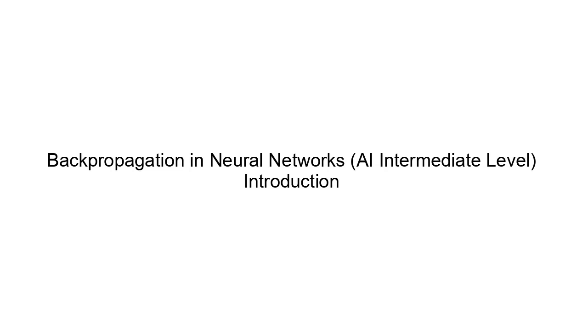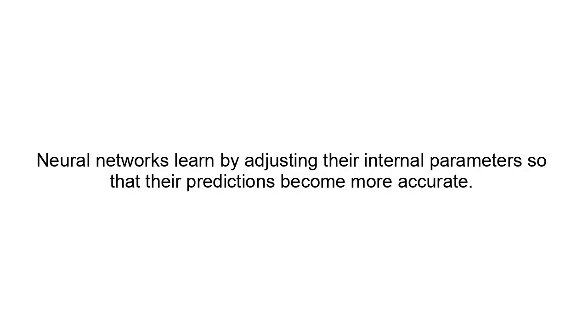Backpropagation in neural networks. AI intermediate level. Introduction. Neural networks learn by adjusting their internal parameters so that their predictions become more accurate.